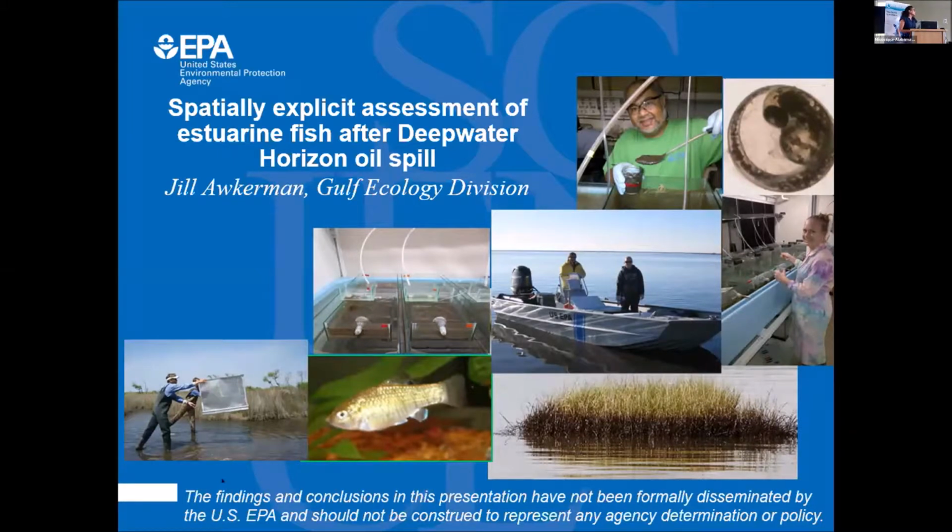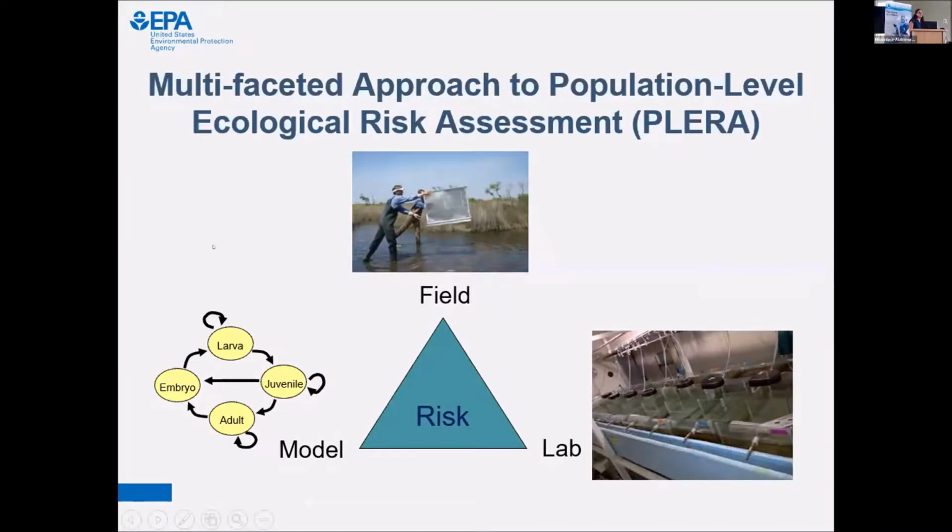So the approach we take is multifaceted, and it's a population level ecological risk assessment approach. The reason we're interested in looking at the population level is because some of the effects that you just heard about, physiological, gene expression changes, things like that, may not be lethal, but over time, if they impact enough of the population, could cause declines. And that's what we're most concerned about.